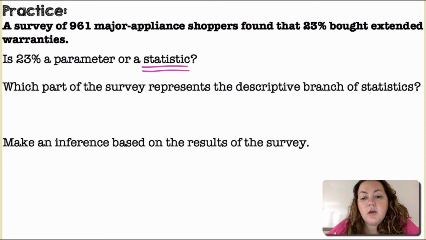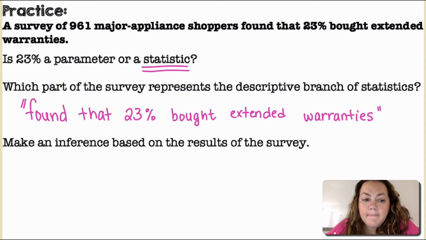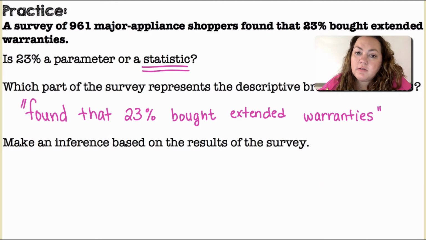Which part of the survey represents the descriptive branch of statistics? Okay, so they found that 23% bought extended warranties. Okay, so we're describing what we got. That's descriptive statistics. Make an inference based on the results of the survey.